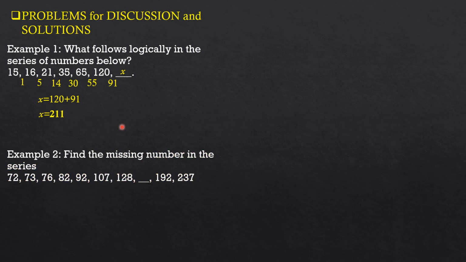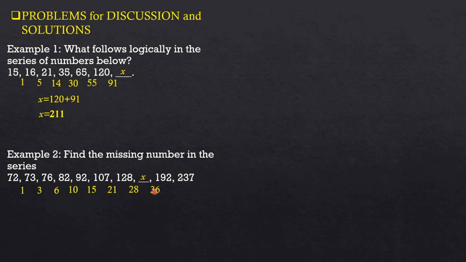Second example, find the missing number in the series 72, 73. It seems there is no pattern, but the technique is to get the difference. So 1, then 3, then 6. I think you are familiar with this. These are triangular numbers: 10, 15, 21, 28. Then between this missing number and 192 is 36 supposedly.